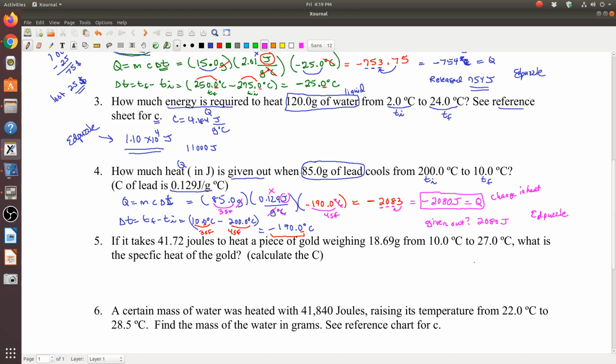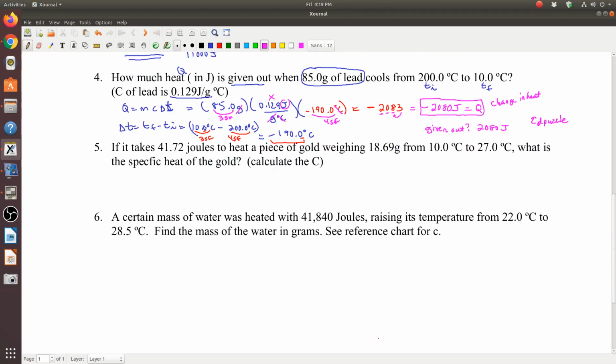Now we're going to do number 5. Number 5, it takes 41.72 joules to heat a piece of gold, Au, weighing 18.69 grams from T initial, 10 degrees, to T final. What is the specific heat of gold? I'm calculating the C this time.